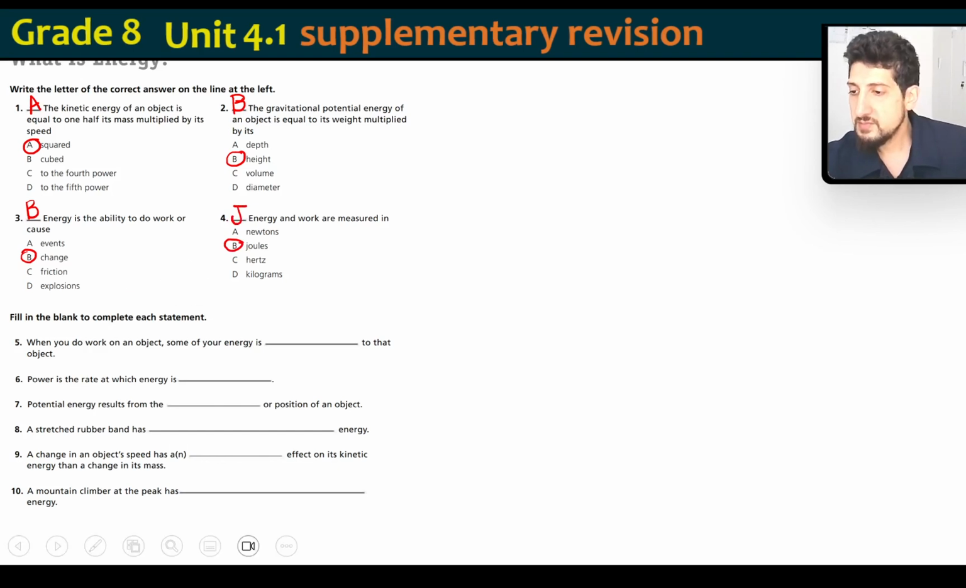Okay, fill in the blank to complete each statement. When you do work on an object, some of your energy is transferred to that object. Oops, what did I do? It's transferred, double R. I think it's one R. Transferred. I think it is double R. Power is the rate at which energy is transferred.